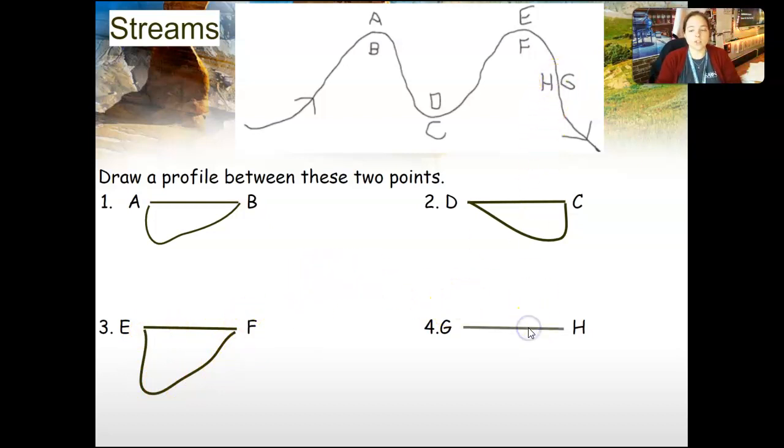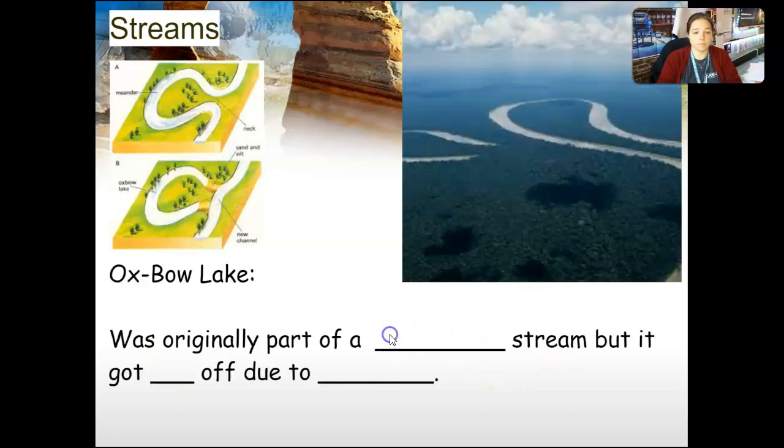So let's look at G to H. G to H is just going straight. There's no one side that is more eroded than the other, maybe the middle. So it's just going to look like a normal U or V.